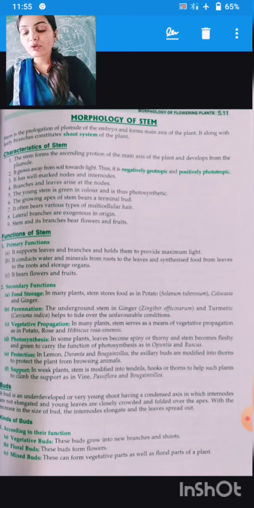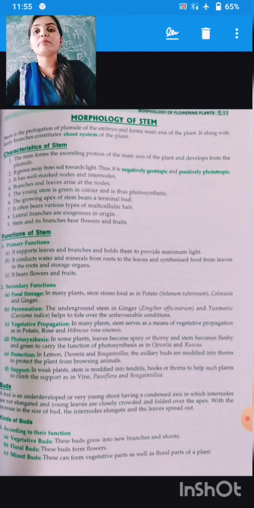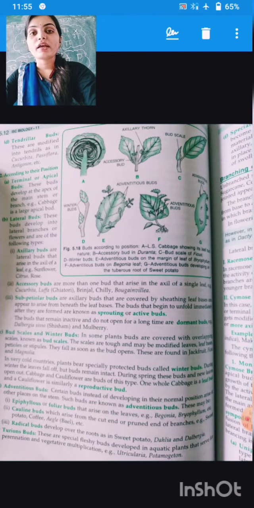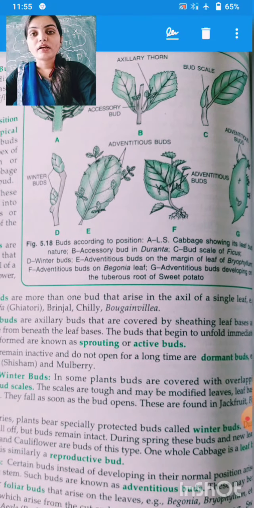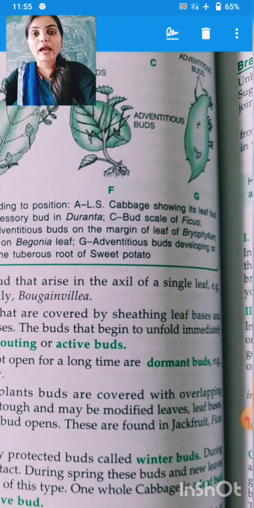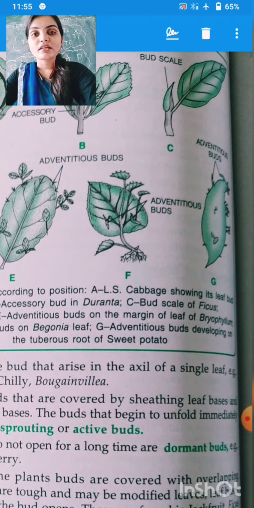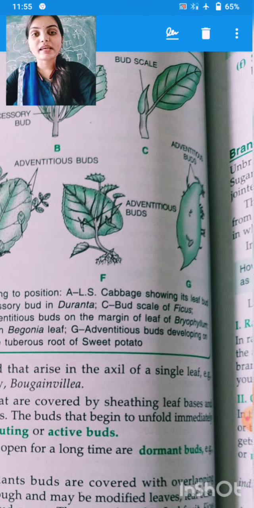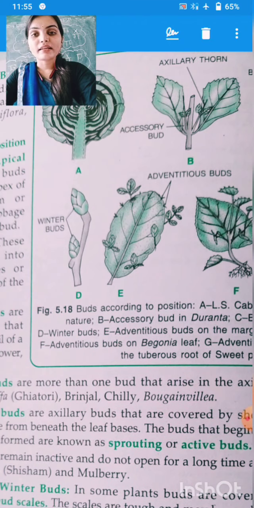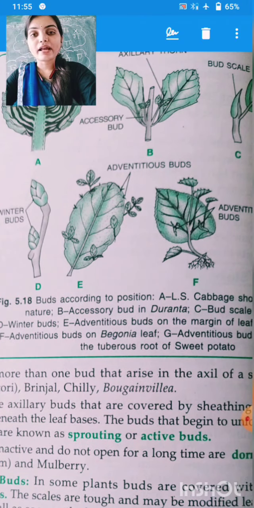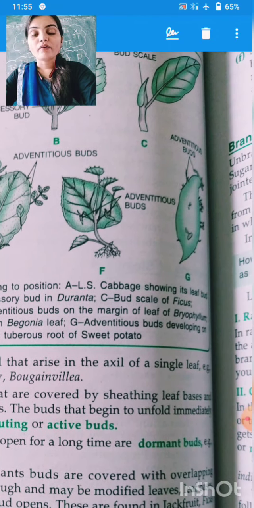Okay. Now the thing which we have to study is bud. The buds arise on the branches, and branches arise from the stem. Here you can see the different types of bud, as buds are also a modification of the stem. In the first diagram, the cabbage shows a leaf bud. In B, the accessory buds. In C, you can see bud scales of ficus. In D, winter bud, in E, adventitious bud, and various others.